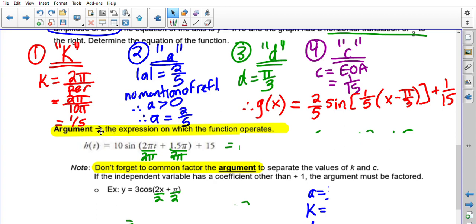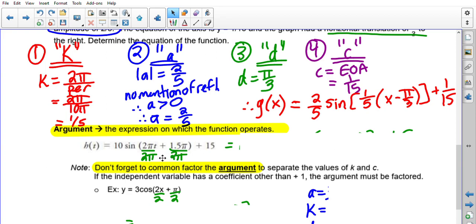Remember, moving forward, just like we've done in previous units, that we have to always factor the argument. The argument is the expression in which the function operates. So basically I want you to think of it as like the input. In this case here, this would be the argument of sine. So sine of what? Sine of the argument. So I notice here it's not in proper transform function notation.